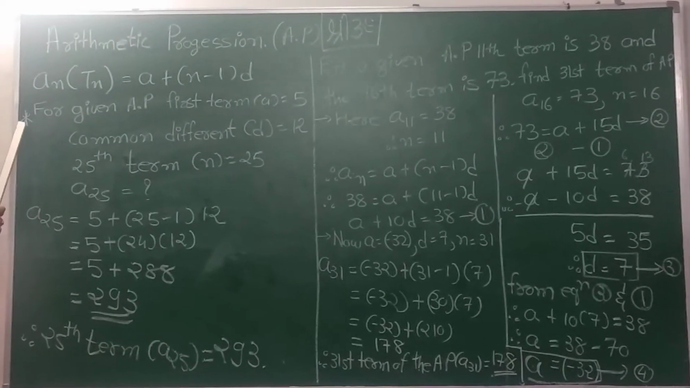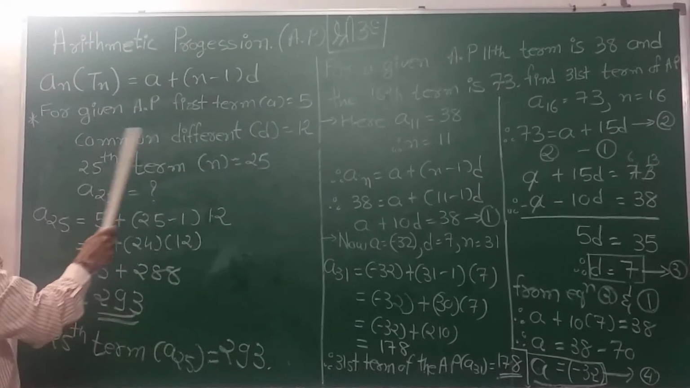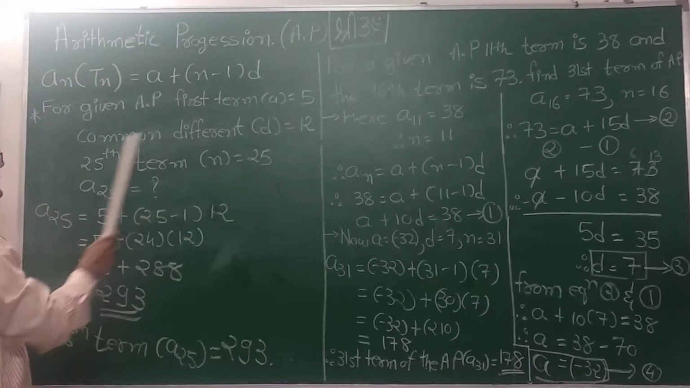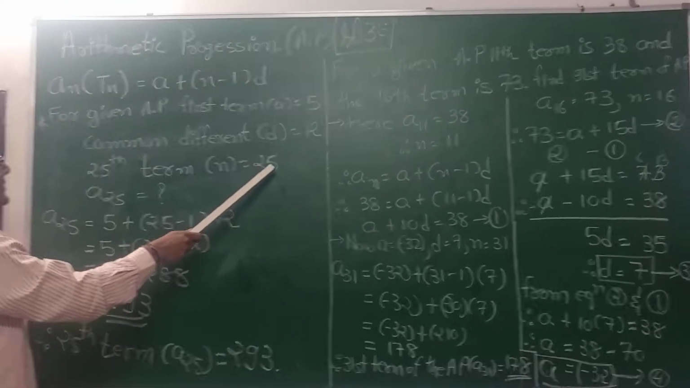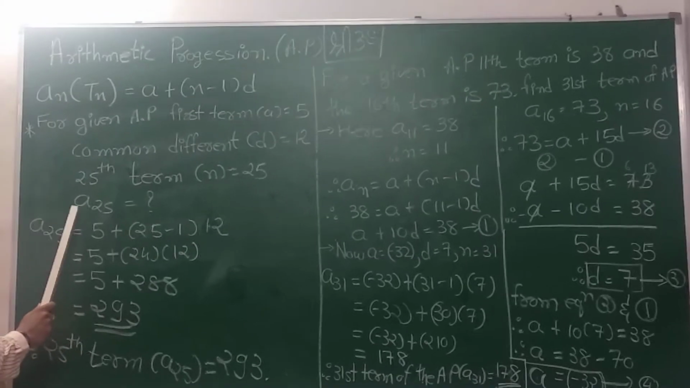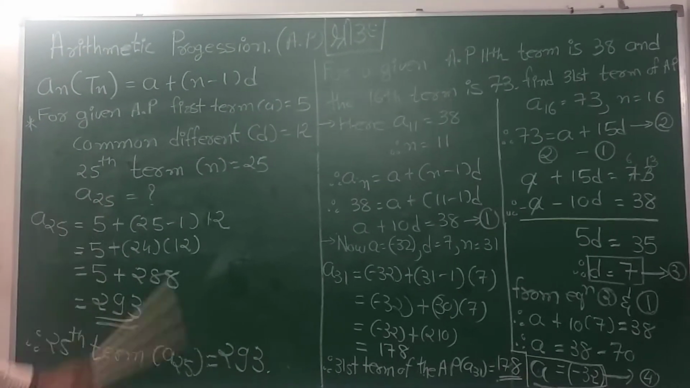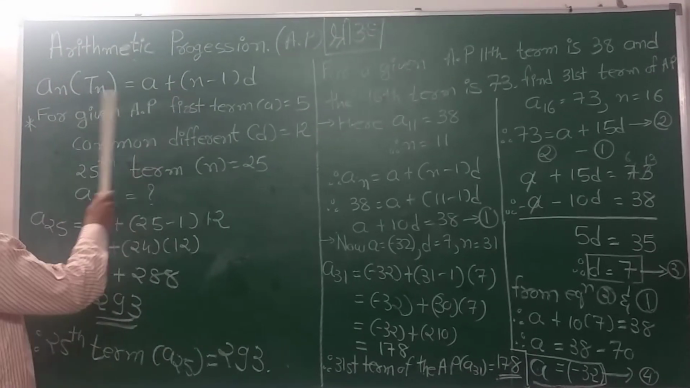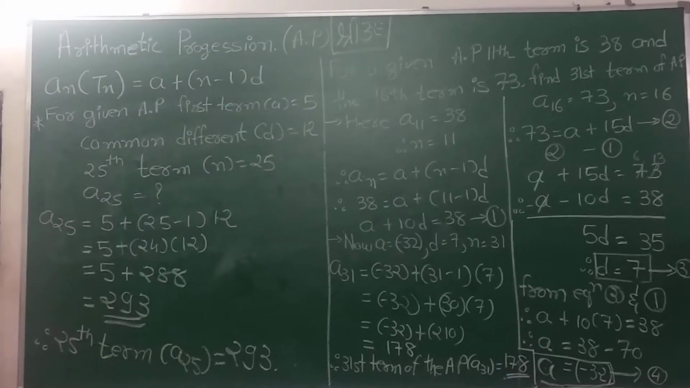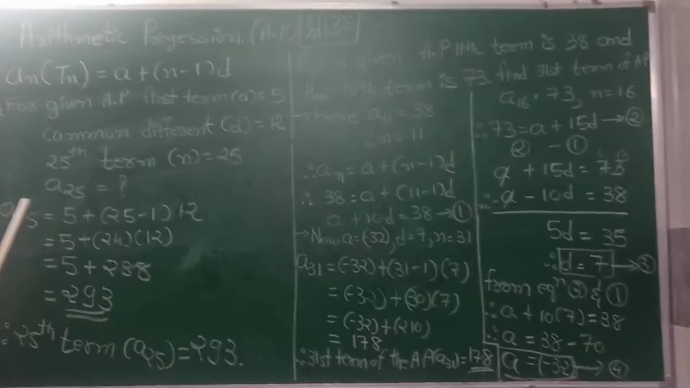So for the first example, for a given AP, the first term is 5, the common difference is 12, and we have to find out the 25th term, that is, N is equal to 25. So we have to find out A25 is equal to question mark. Now the main formula is this. Out of 4 variables, 3 are given, so we use the substitution method.